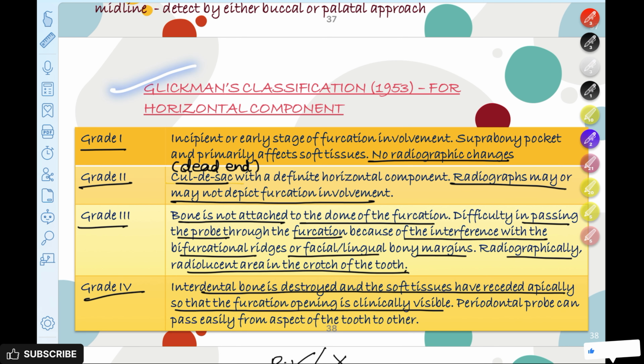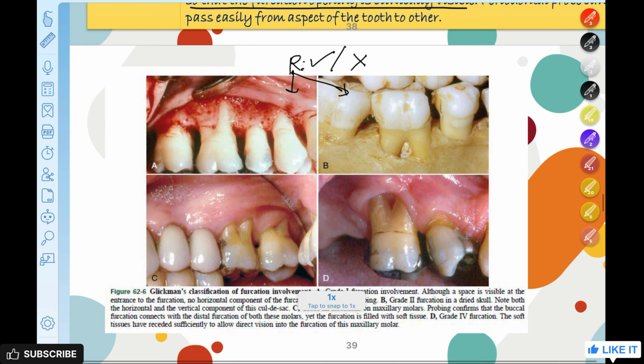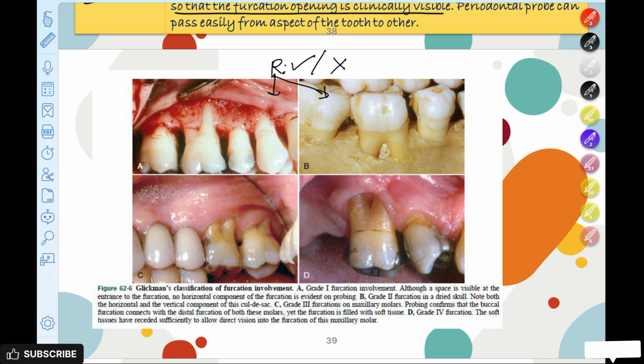So the Glickman's classification for furcation horizontal component, according to Glickman in 1953, there are four grades: grade 1, grade 2, grade 3, grade 4. Grade 1 is the incipient or early stage of furcation involvement, supra bony pocket, and primarily affects soft tissue, no radiographic changes. As you can see, this is the grade 1 furcation, this is grade 2, this is grade 3, and this is grade 4.